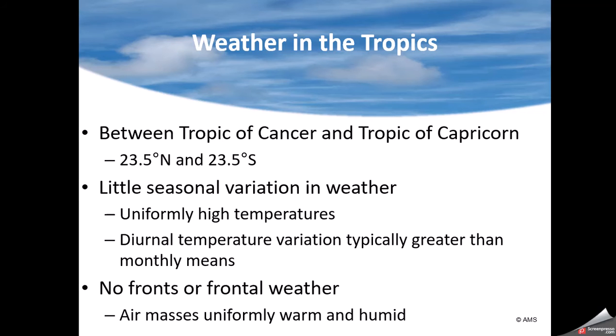Well, first, consider the tropics: 23.5 degrees north, 23.5 degrees south, basically where the sun gets vertical. There are no fronts that pass down in there, so the air mass is uniformly warm, humid. High temperatures, diurnal temperature variation typically is greater than the monthly mean variation. So that means over the course of the year, what they see in one day, that temperature variation, they don't see over the course of the whole year.